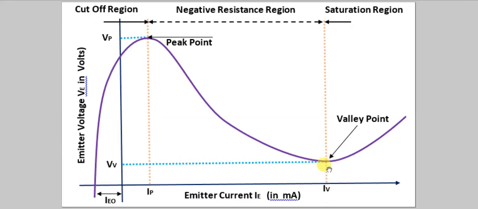IV is the valley current and VV is the valley voltage, which is the drop due to the breakdown of that region of the N channel bar. After that, when the voltage again becomes less than RB1, the resistance increases, and the voltage also starts increasing. This region is called the negative resistance region of the UJT.